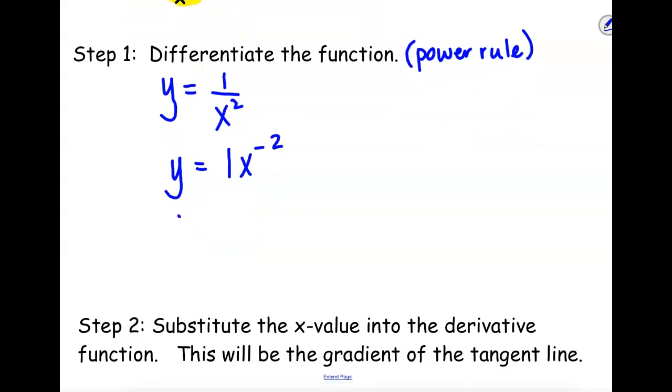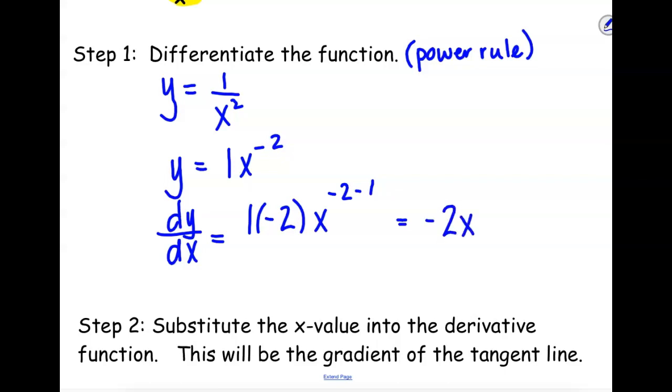So we say dy/dx equals, and now we're going to bring that power down in front. So 1 times -2x, and now we're going to subtract 1 from the exponent. So this equals 1 times -2 is -2, x, and then -2 minus 1 is -3. If you wanted to change it back to a fraction, you could. That would be -2 over x, and now that's a +3.